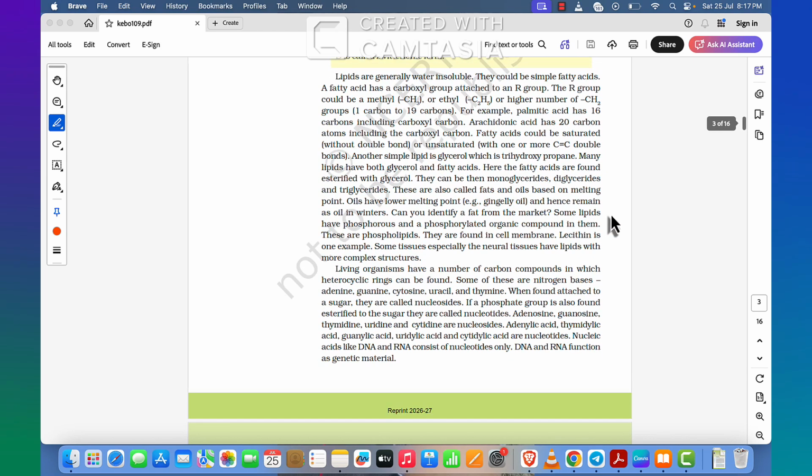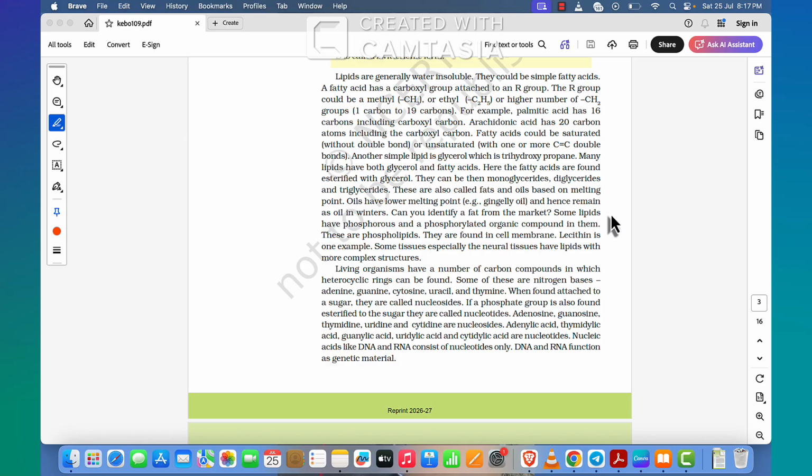Lipids are generally water insoluble. They could be simple fatty acids. A fatty acid has a carboxyl group attached to an R group. The R group could be methyl, CH3, ethyl, C2H5, or a higher number of CH2 groups, 1 carbon to 19 carbon. For example, palmitic acid has 16 carbons, including the carboxyl carbon.